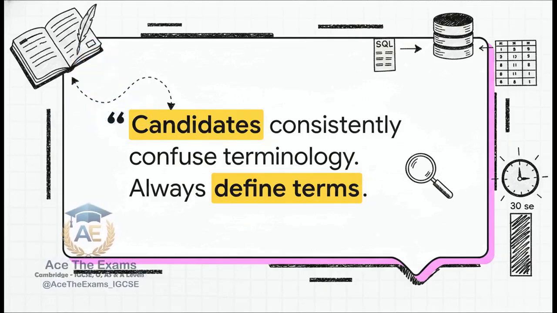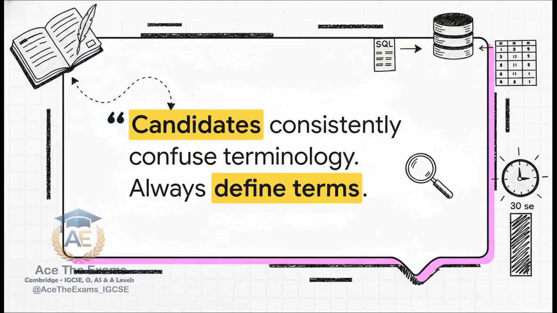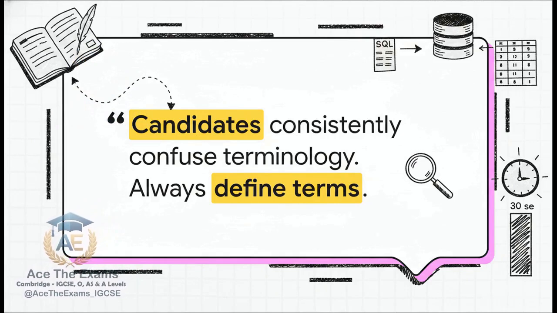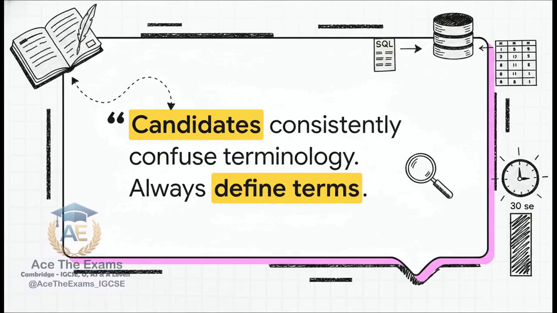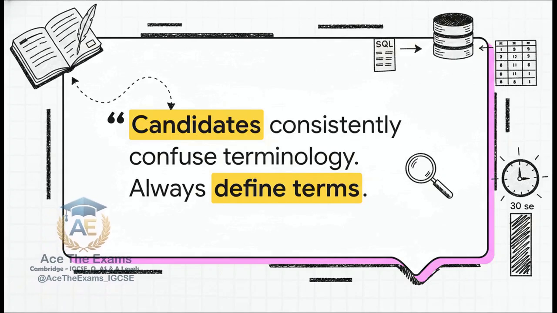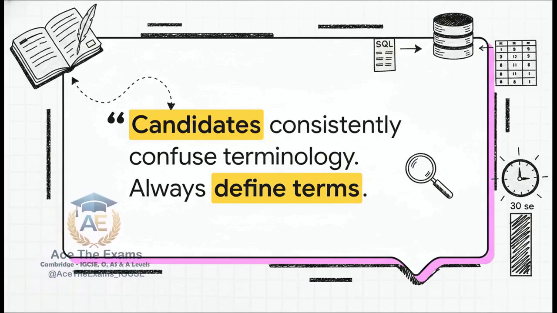So, let's move to Challenge 3, speed writing. We're putting a 30-second timer on the screen right now. I want you to speed write one perfect PEEL paragraph defining a specific SQL term and linking it directly to a boundary condition. Ready? Go. Just doing this mental exercise proves why you can't just memorize, you have to explain and link.